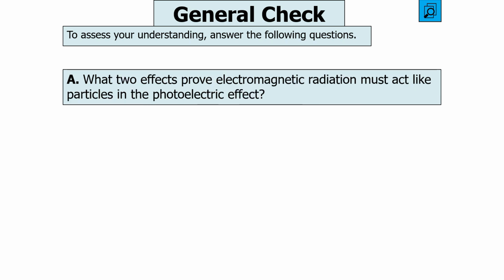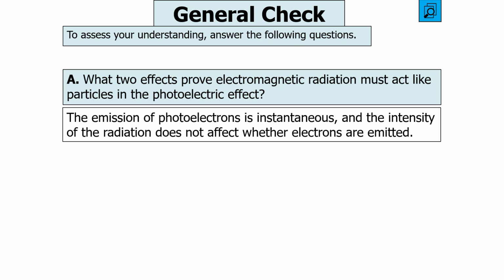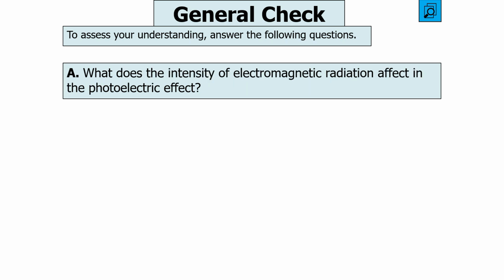What two effects prove that electromagnetic radiation must act like particles in the photoelectric effect? Pause the video now, then unpause the video when you want to go through your answer. The emission of photoelectrons is instantaneous, and the intensity of the radiation does not affect whether electrons are emitted or not. What does the intensity of the electromagnetic radiation affect in the photoelectric effect?